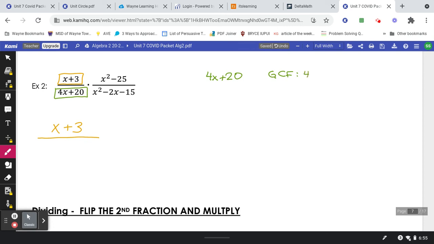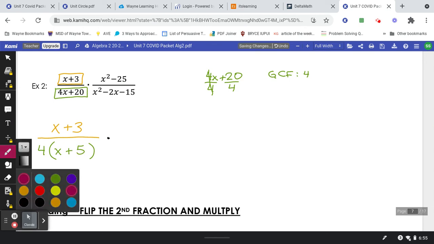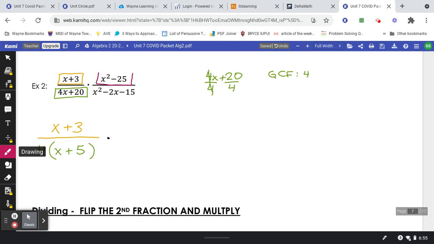My greatest common factor is going to be 4, so I'll divide by 4, put the 4 in front, divide it out. 4 divided by 4 cancels, leaving x. 20 divided by 4 is 5. I'll move on to the next part. X squared minus 25, that's a difference of squares problem, so I'll square root that. Leaving me x plus 5 and x minus 5, always one of each sign.